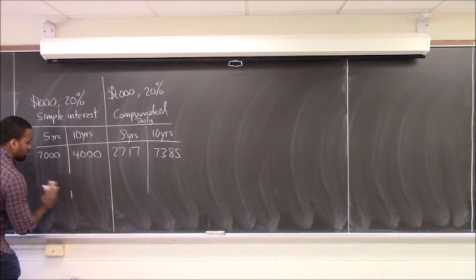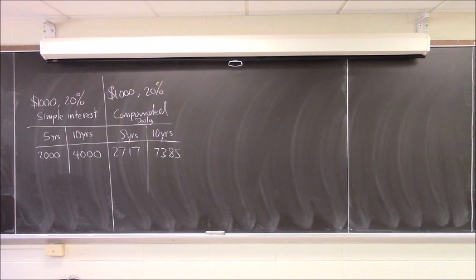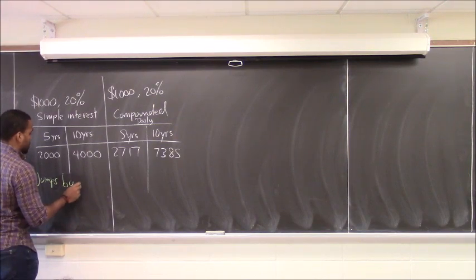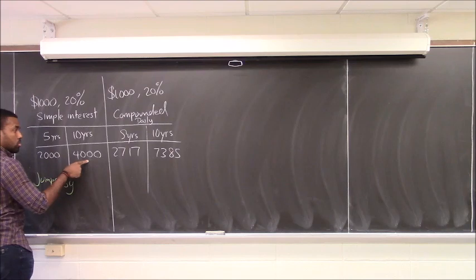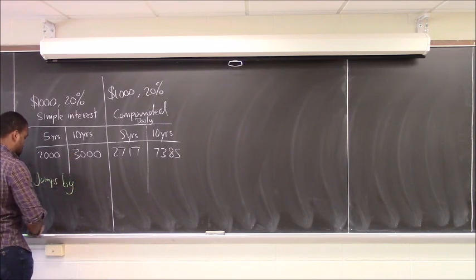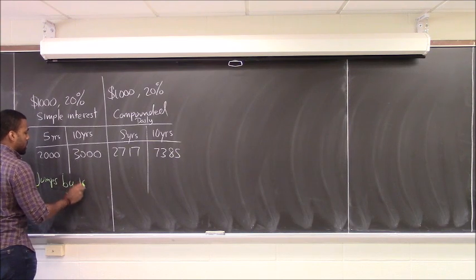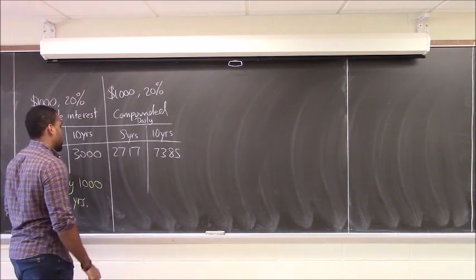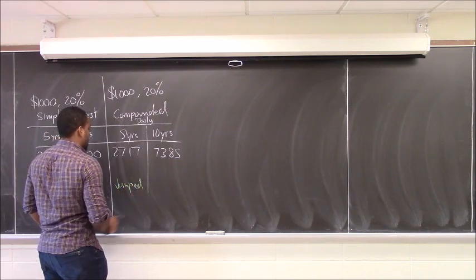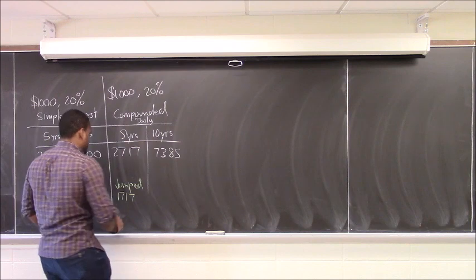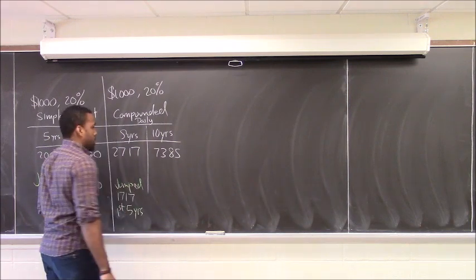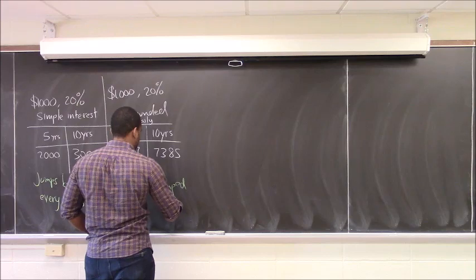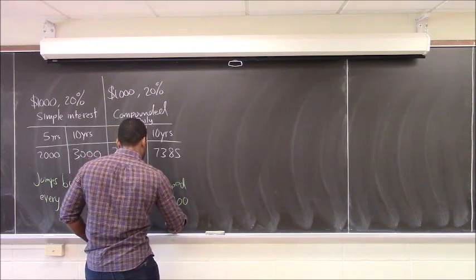pretty much jumps by the same amount. So this guy here jumps by, it was 3,000, not 4,000. No, for the 2 and 3. So this guy jumped by pretty much 1,000 every 5 years. This guy here, he jumped by like 1,717 in the first 5, and it jumped larger. This jumped, ballparking it here, 4,600 in the second 5 years.